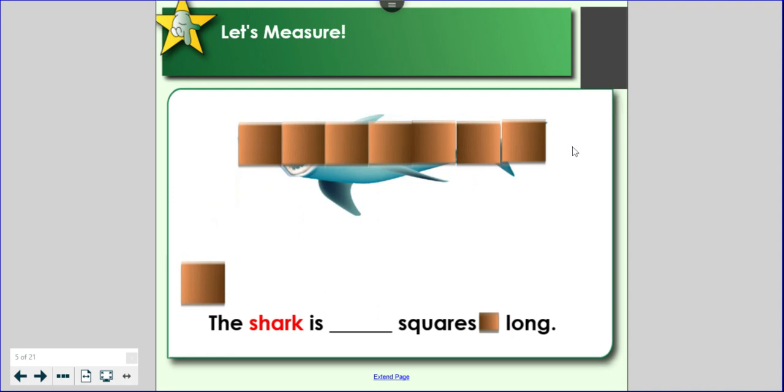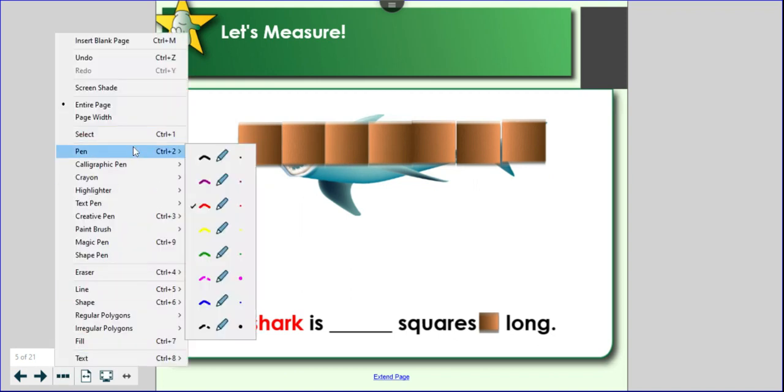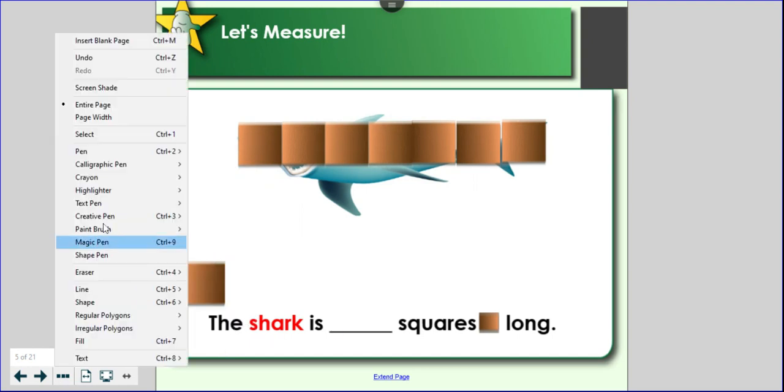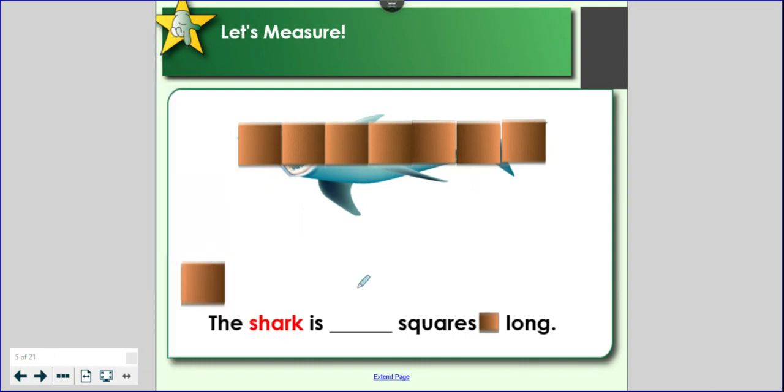Does it look like I've done a pretty good job of measuring my shark? I think so too. Let's count how many squares long this shark is. 1, 2, 3, 4, 5, 6, 7. My shark is 7 squares long. Amazing. Thanks for helping me measure, friends. All right, let's complete our sentence down here. The shark is 7 squares long. 7 squares long for this shark.